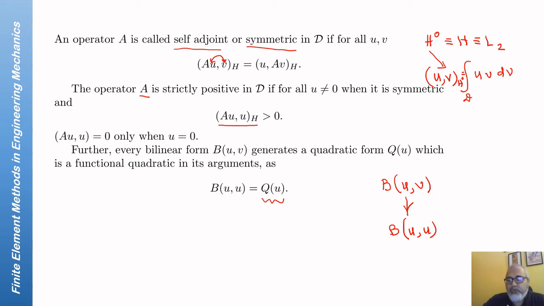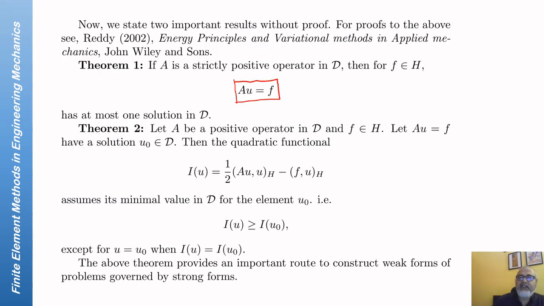So based on these three definitions, we are going to state, without proof, two important results that are going to be of use to us. So the first result is that if A is a strictly positive operator in some domain D, and F belongs to H, which is H0 in our case, or L2, then AU equal to F, this differential equation has at most one solution in D. So that means the solution that you get for U, in case A is a strictly positive operator, is unique.